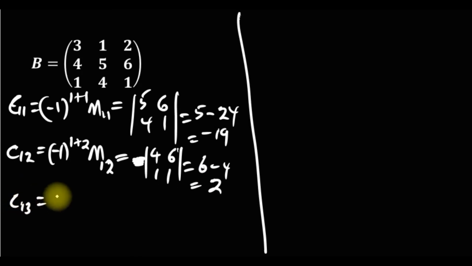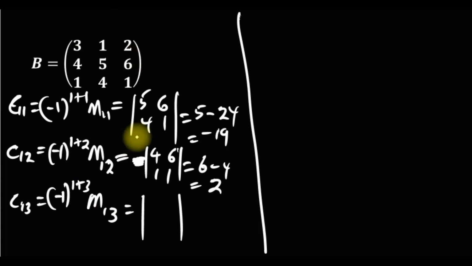C13 is minus 1 raised to power 1 plus 3, M13. So this is positive already, so no need. For first row, third column, we have 4, 5, 1, 4, which is 16 minus 5, 11.